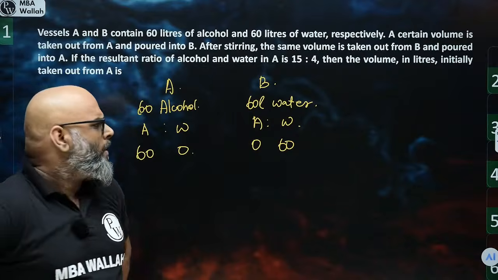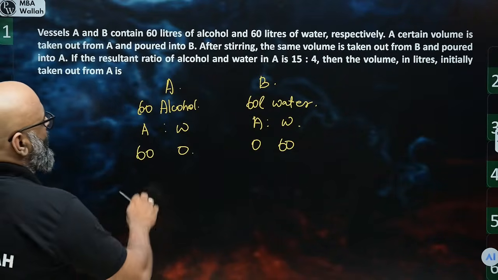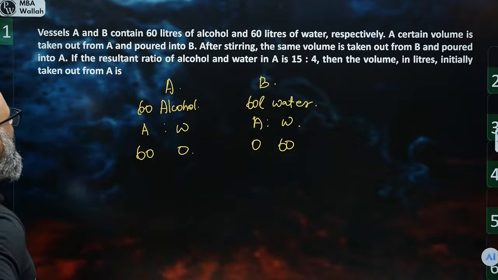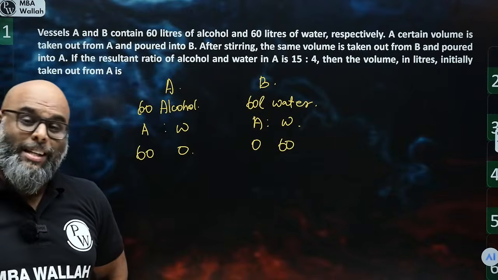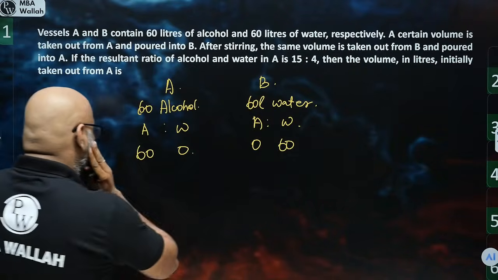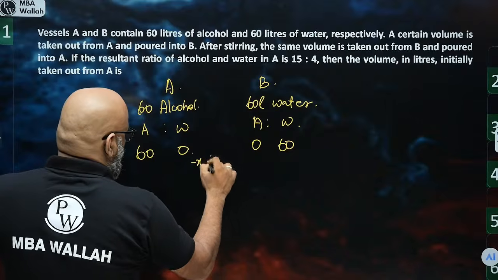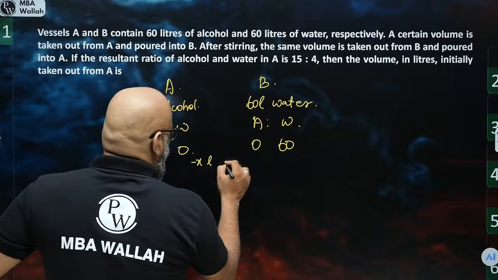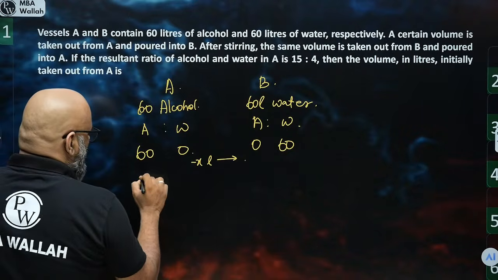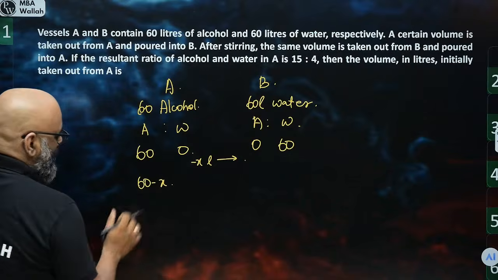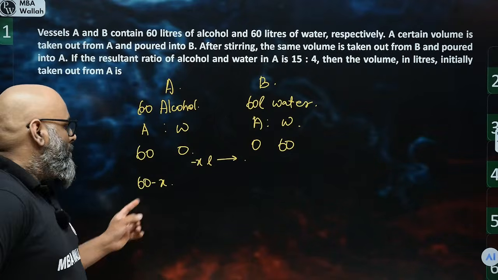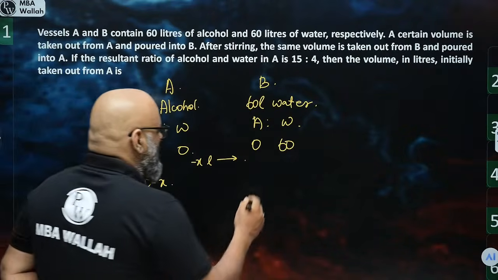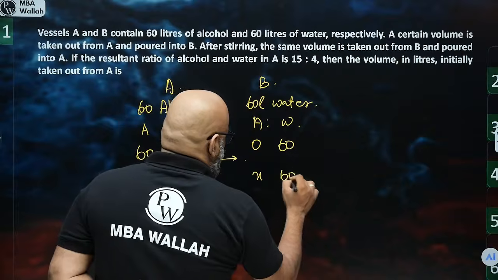We have this first. Now, some amount of alcohol is removed from here and poured into over here. How many liters was removed? That is not given, which is exactly what we need to find. So I'm going to say some X liters removed. I'm going to remove X liters from here and add it over here. In that case, my alcohol will be 60 minus X. Pure alcohol is removed, right? When I put it over there, I'll get X liters of alcohol over here. So here it will become X liters of alcohol and 60 liters of water.